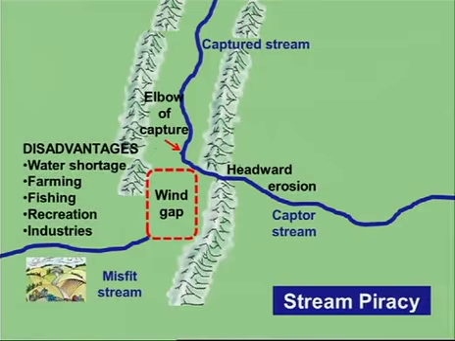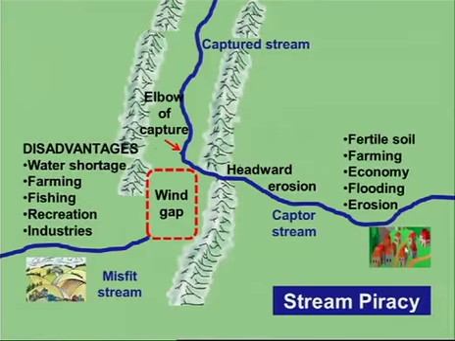Now, if you've got, for instance, a town here and another one on this side, this town is going to have a lot of disadvantages. Remember, this water has been cut off. So you're going to have water shortage, and problems with farming, fishing, recreation, everything's going to be a problem.